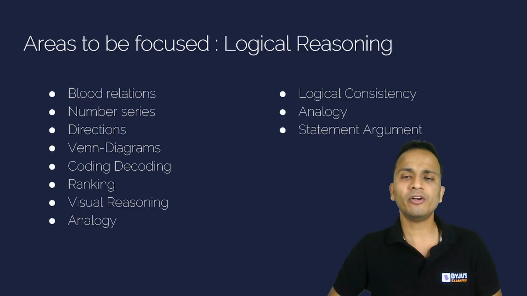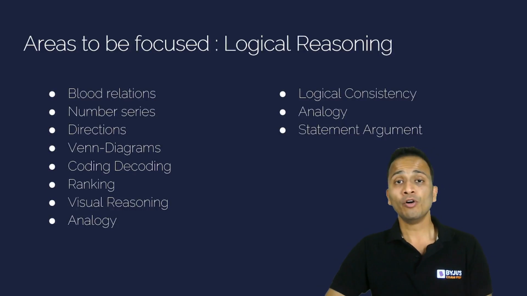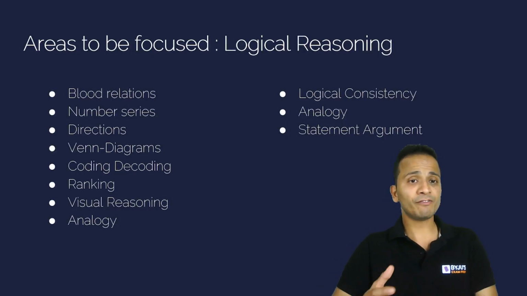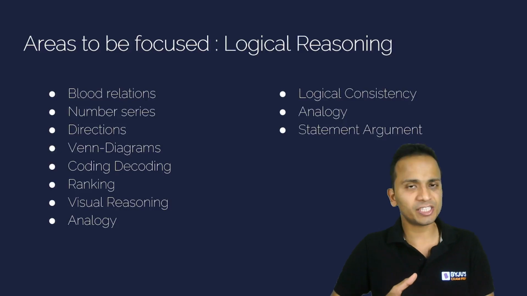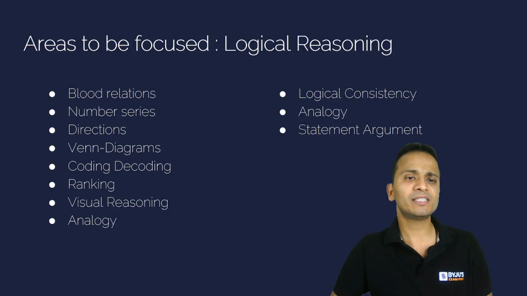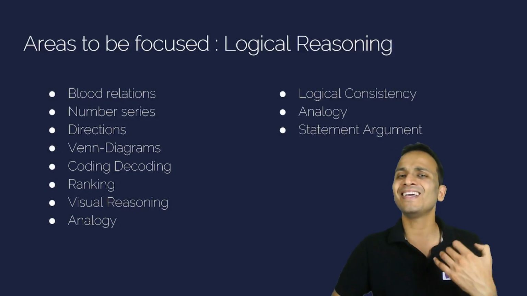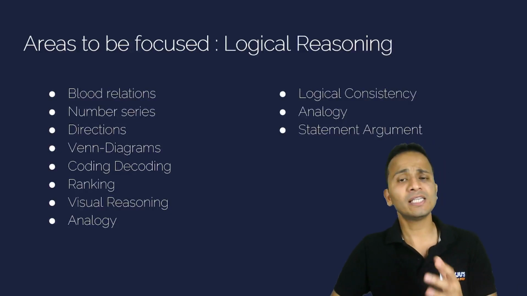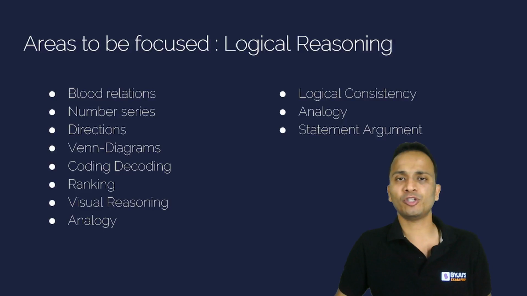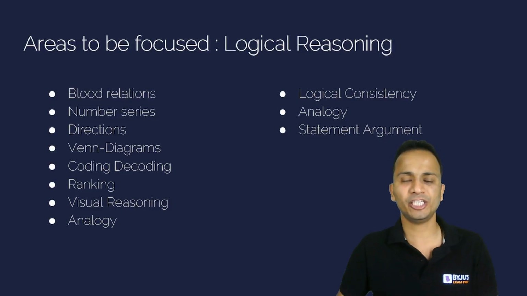Moving on to logical reasoning, these are all the areas, as you can see on your screen, from where questions have been asked in previous years. Starting from blood relations, direction sense, coding-decoding, number and letter series, Venn diagrams, ranking, arrangement, analogies, statement arguments, and so on and so forth. All these areas have been asked in the previous year papers of the CMAT examination, right?